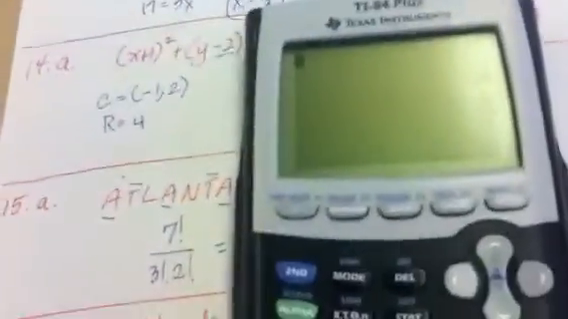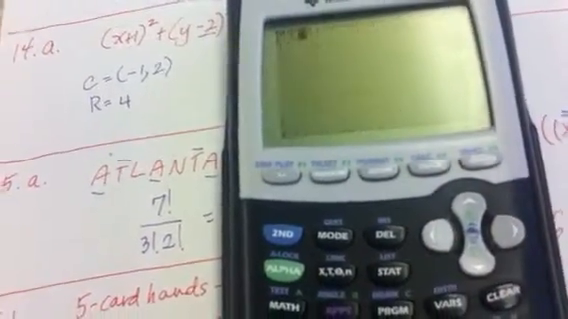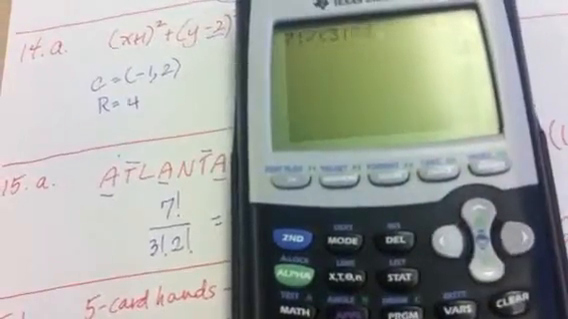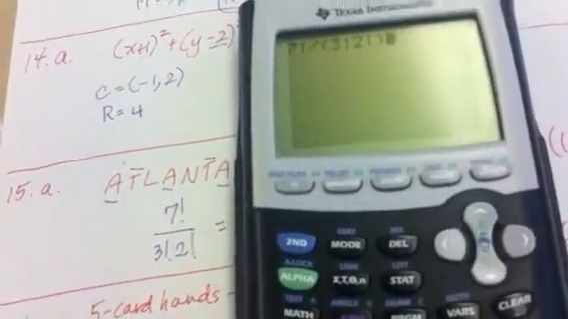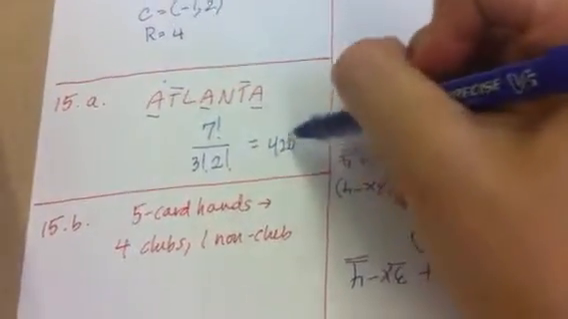So we're going to come here. I'm going to have 7 factorial divided by parentheses 3 factorial and then 2 factorial, and I get 420. So 420.